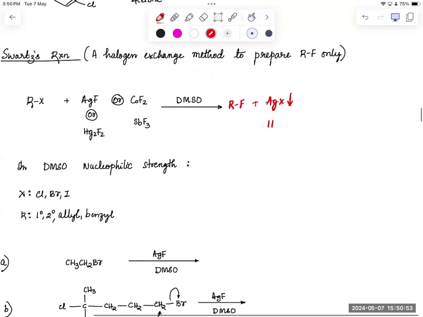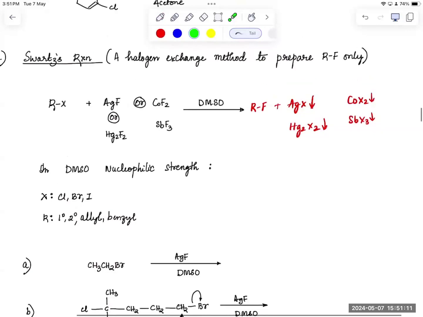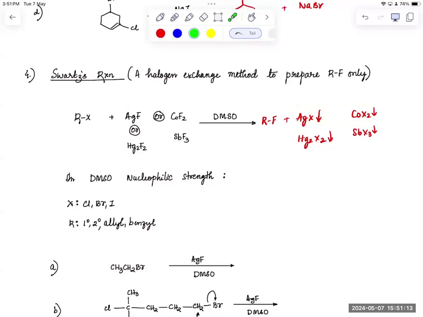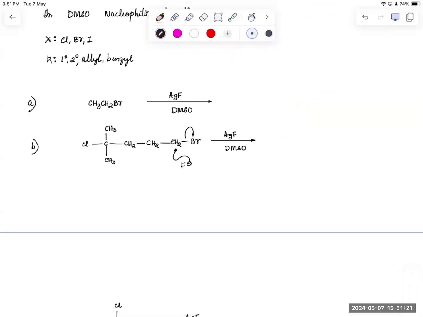Similarly, just like AgX, we'll have Hg2X2, that is also a precipitate, CoX2, a precipitate, SbX3, which is a precipitate. So this precipitation of these halides will bring RF formation. And everybody, this is called Swarts reaction, where you are trying to prepare alkyl fluoride. So check out what are the products here. In the first case, CH3CH2F plus AgBr precipitate.